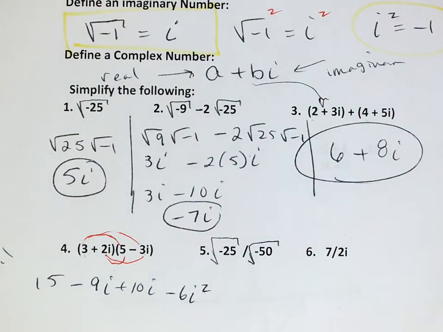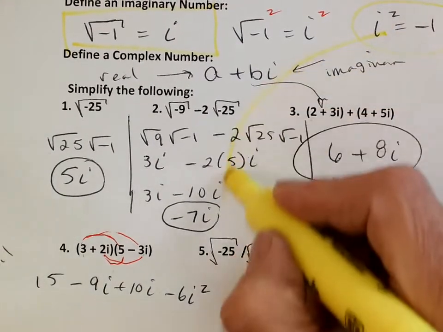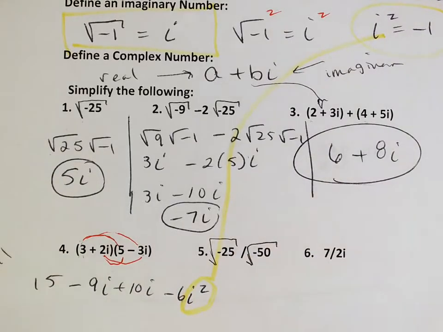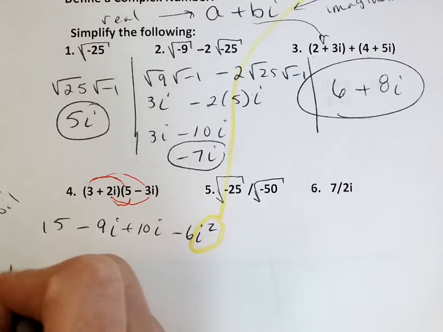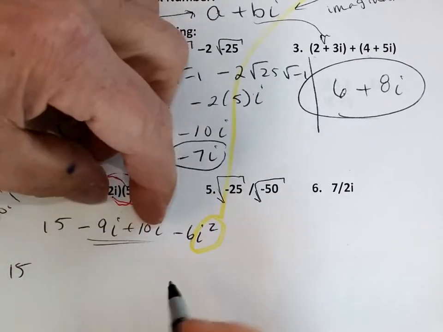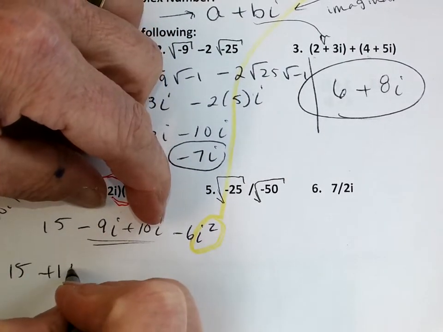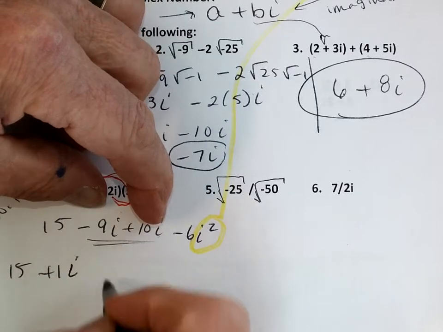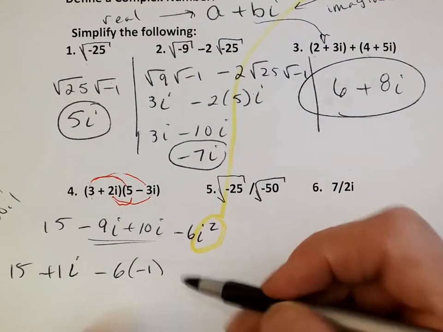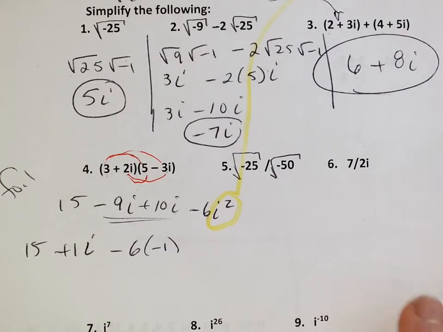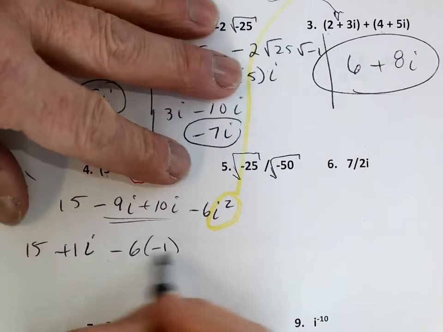Hold on. Didn't we say that i squared was negative 1? So when you see i squared, we're just going to change that to negative 1. Whenever you see i squared, we just change it to negative 1. So let me rewrite this. I've got a 15, and I'll put these two together because they're the same, plus 1i, minus 6 times a negative 1, because I'm going to rewrite my i squared as negative 1. Am I going slowly enough? Okay. That's going to be a positive 6.